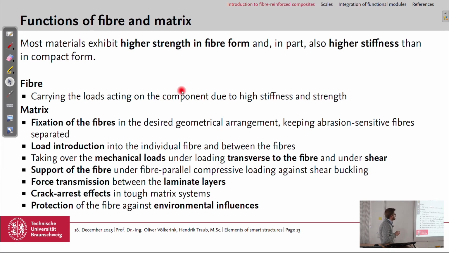What are then the functions of fiber and matrix? Most materials exhibit higher strength in fiber form, and in part also higher stiffness than in compact form. So even if you would produce metal fibers, they would have higher strength than the bulk material. The main function of the fiber is carrying the loads, delivering the high stiffness and strength for the material. And the matrix fixates the fibers in the desired arrangement. It's keeping the fibers separated so they don't rub against each other.